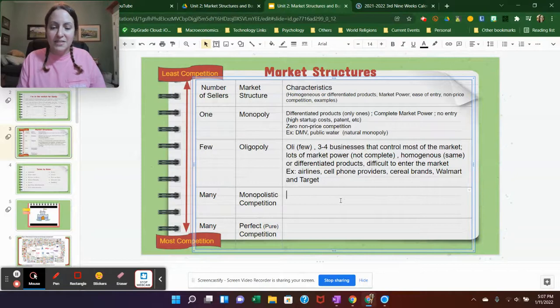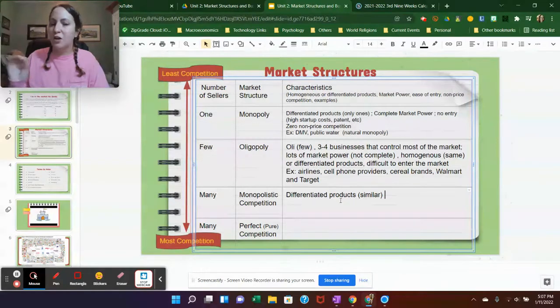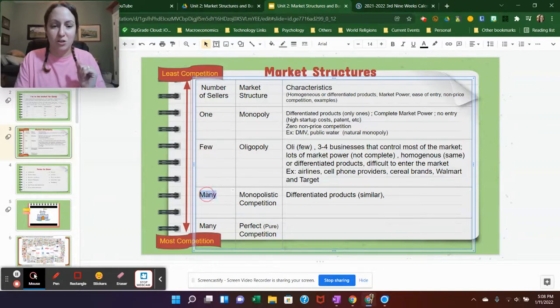Monopolistically competitive markets are going to be selling differentiated products. But here's a key word: they are similar. They are different, but they are very close substitutes. And there's many of them. Notice how many sellers: there's many. So we went from one to few, and now with monopolistic competition, we're talking many. We're talking about hundreds of competitors in this market.